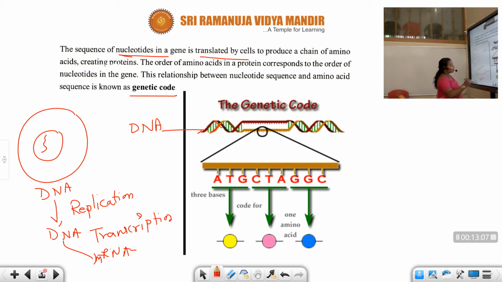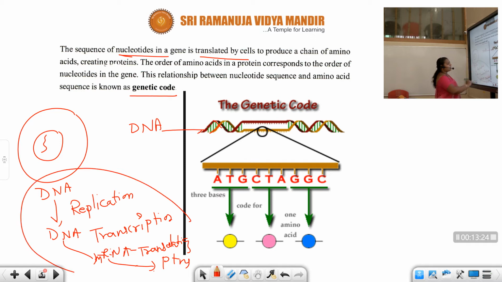In detail, you learn about all these things in the higher classes. Now, mRNA is going to translate into the proteins. This particular process is called translation. This is the central dogma of molecular biology: replication, transcription and translation.